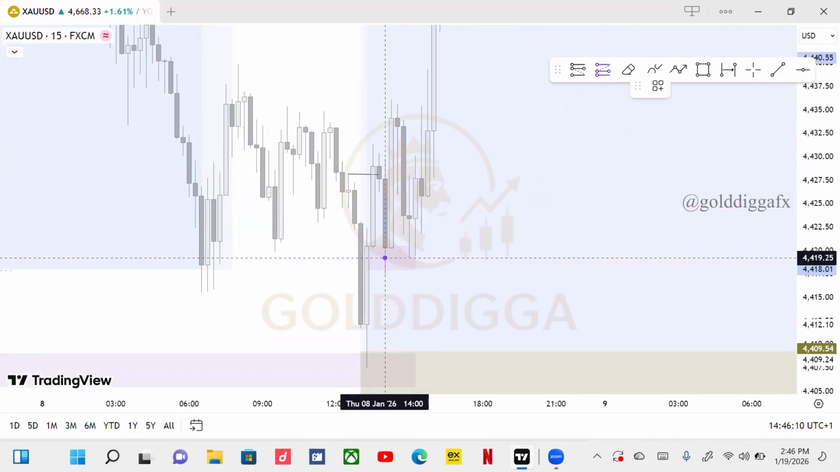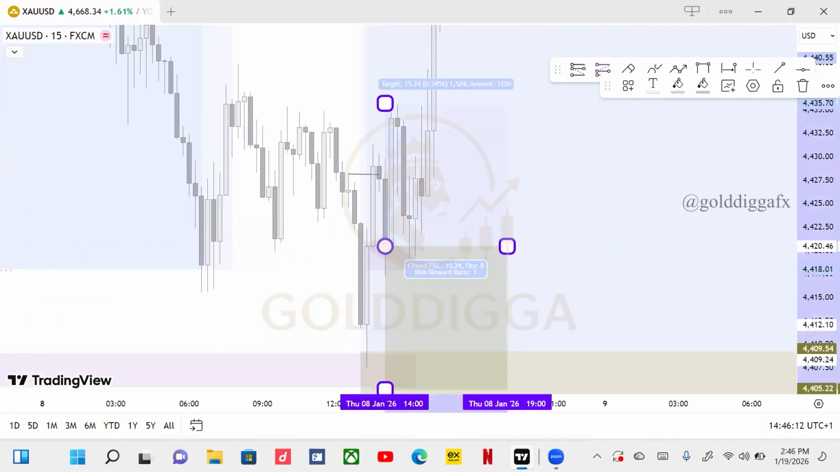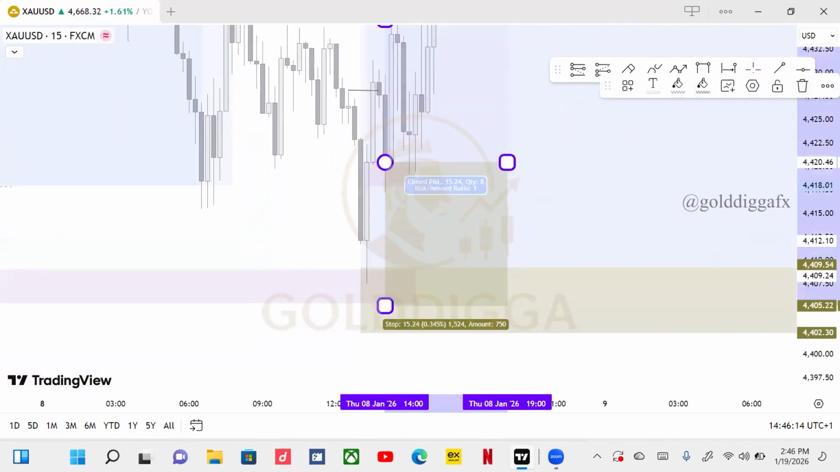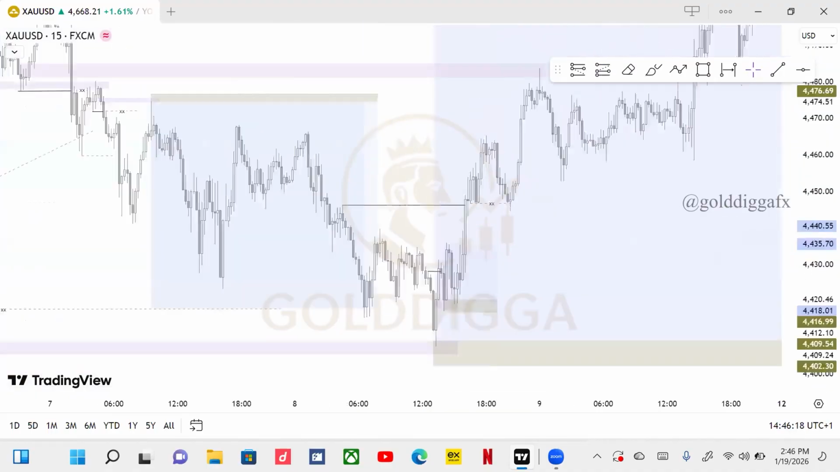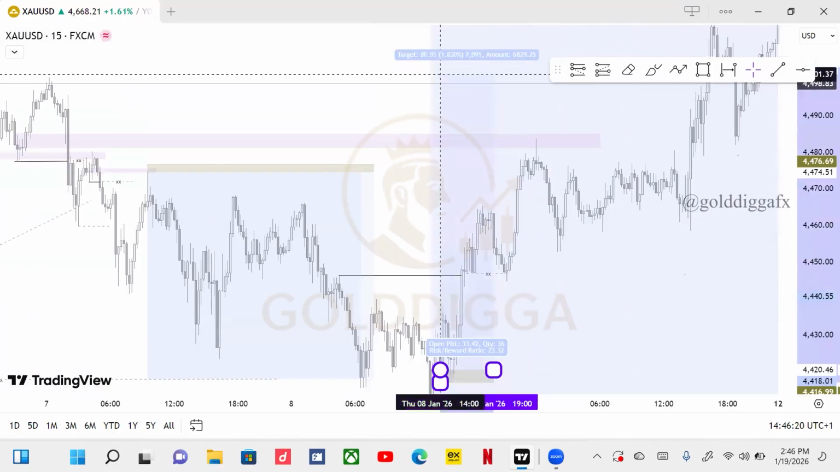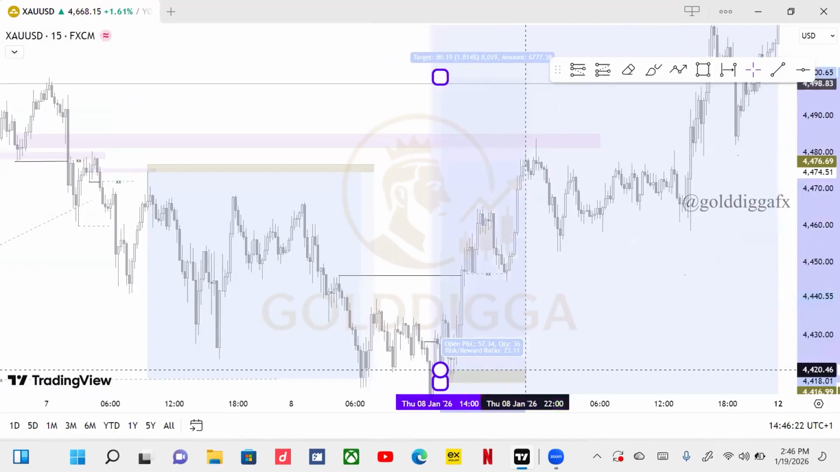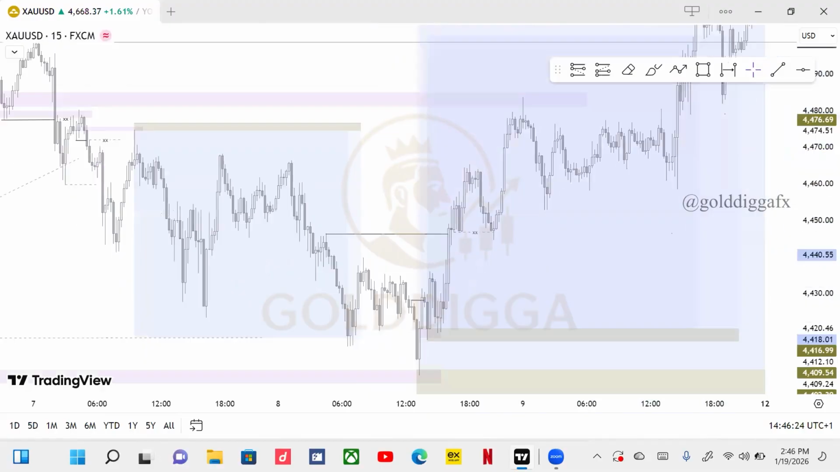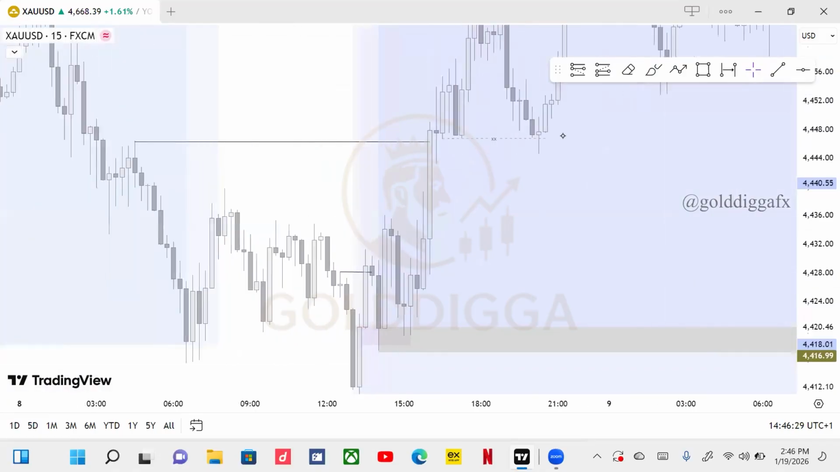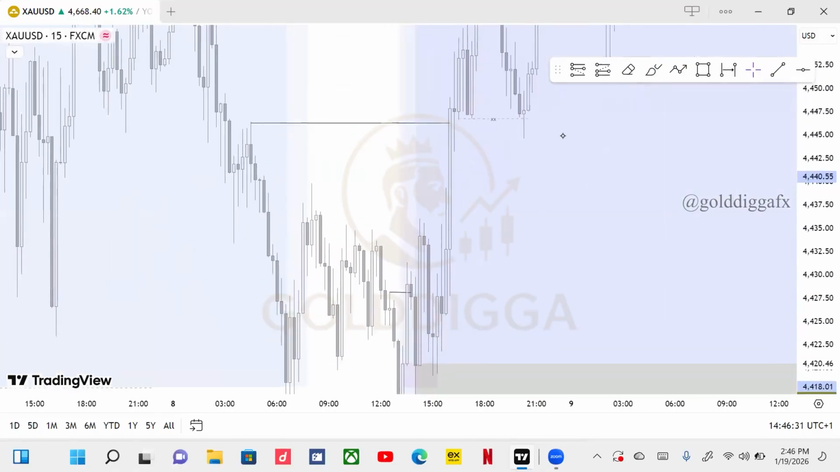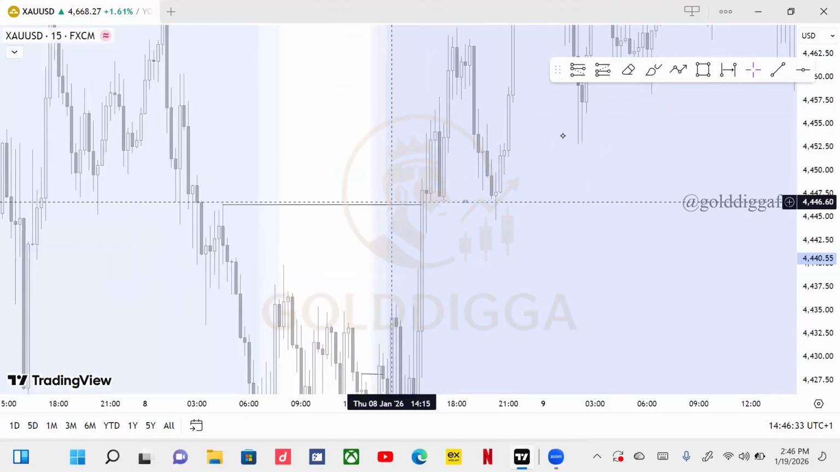You could enter from here, 15-minute open close. You could take your buy, and your target can be here, this high, to make a higher high. All right? The target can be there. So what will be your next entry? Your next entry will be when price gives you a break of structure from here.